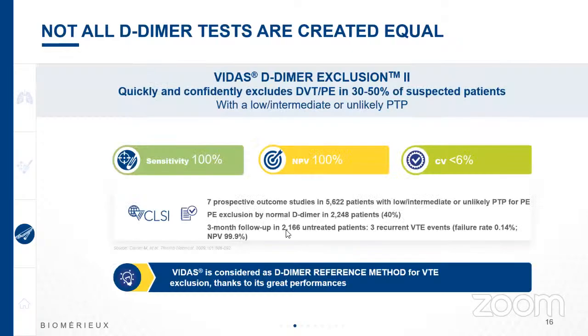So again, not all D-dimer tests are created equally. And that is why we want to really promote the VIDAS D-dimer exclusion because it is highly sensitive. You can see the sensitivity is actually at 100%. It also has a high negative predictive value and a coefficient of variation of less than 6%, which is within the recommendations shown in the previous slide. Okay, and there are a lot of studies we can share in detail, but basically it is the best test that you can use for D-dimer exclusion to ensure that the patients with venous thromboembolism are managed appropriately.